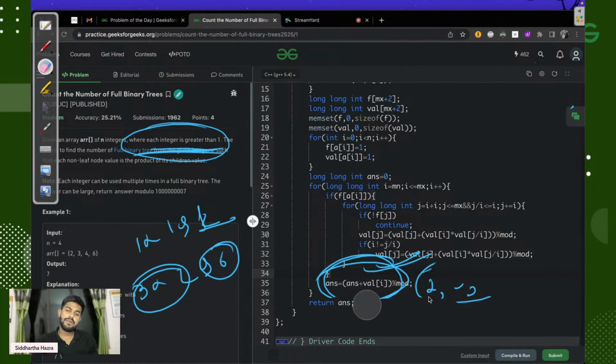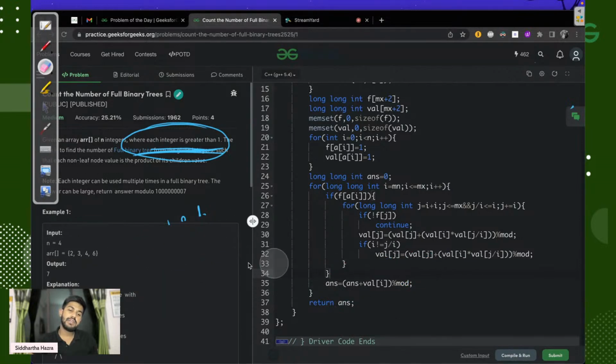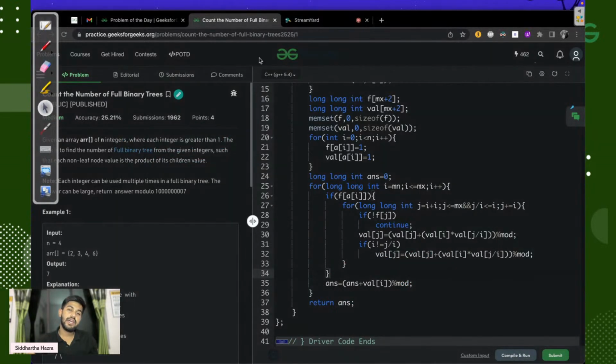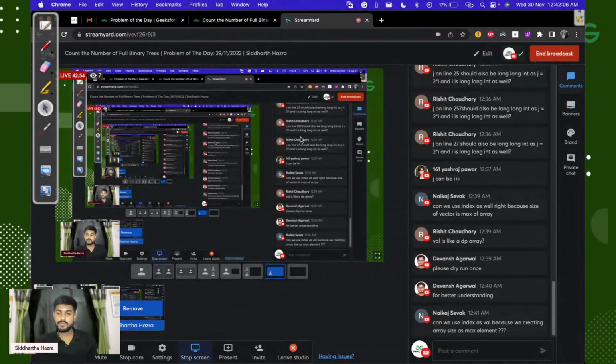So I would provide you with the very small error that I'm making after this. Any more queries? Okay, Devansh, am I clear with the dry run? Can we use index as well, because we are creating the array of size as the maximum element? Yes, absolutely. You can use index as the val. Yes, a little bit of small optimization can be done.